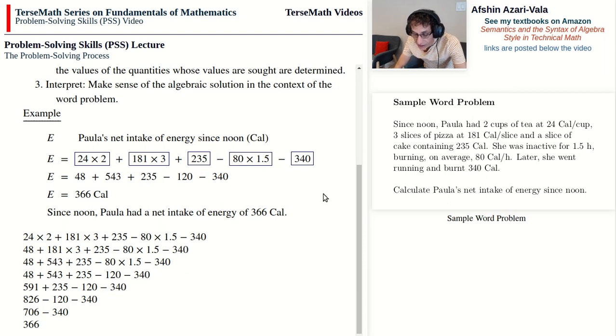So we understand that instead of now using BEDMAS, which says go from left to right, do the multiplications, don't ask why, we understand that we need to really work out these boxes before we can add and subtract them. And we do that. We work them out and we get the statement 48 plus 543 plus 235 minus 120 minus 130.